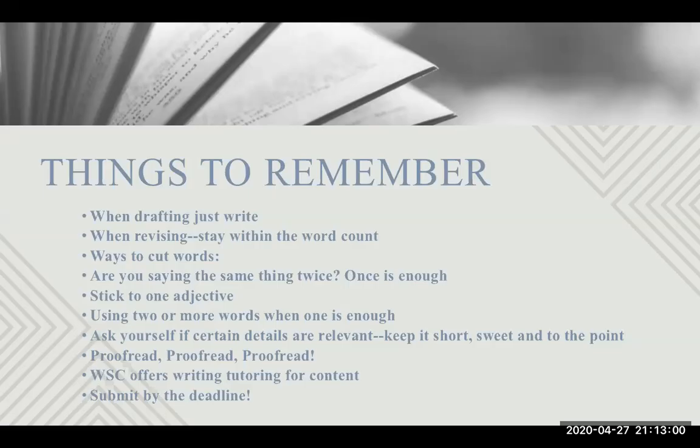So make sure that you're submitting by your deadline, and put it in a calendar, put it on your phone, set a reminder. Do not miss those deadlines.